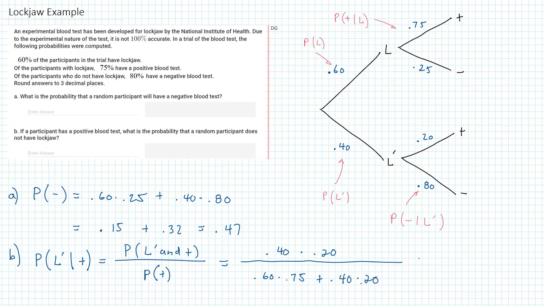When I work out that top part, I get 0.08. When I work out the bottom part, I get 0.53. Going ahead and dividing those, I get approximately 0.151. So the likelihood of not having lockjaw, even though you got a positive test, is about 15.1%.